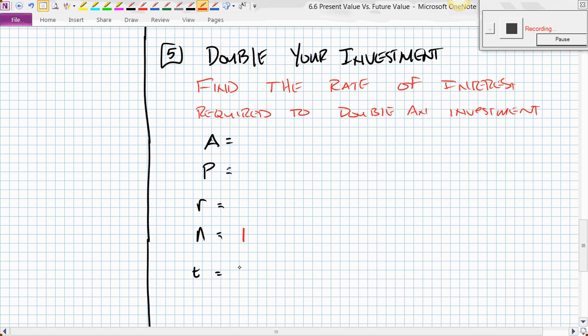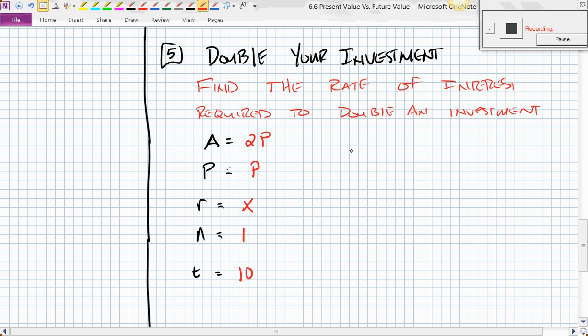If you want to double your investment in 10 years, so in 10 years you want your investment to double. The rate is the thing that we're looking for. The principal, or the amount you're starting with, is whatever that amount actually is. Whatever it is, it actually doesn't matter. Just start with something. But here's the trick. What do you want the A to be? 2P. You got it. Twice your amount you're starting with.